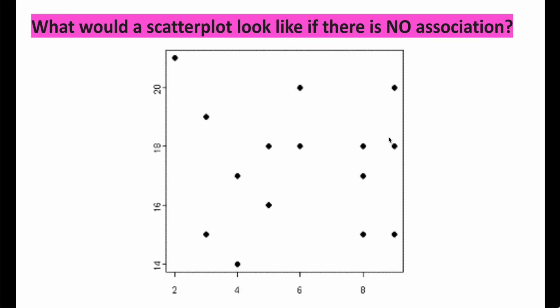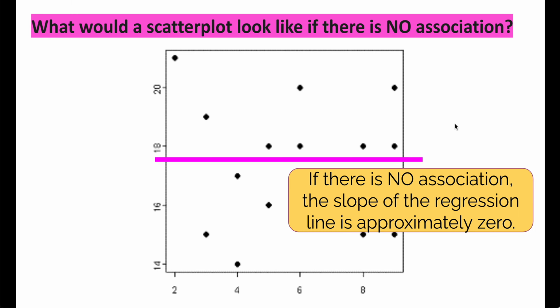And if I were to calculate and draw a line of best fit of this set of points, that line of best fit would look something like this. There's no association. The slope of that regression line is going to be approximately 0 because the points don't really lead in a specific direction or pattern.